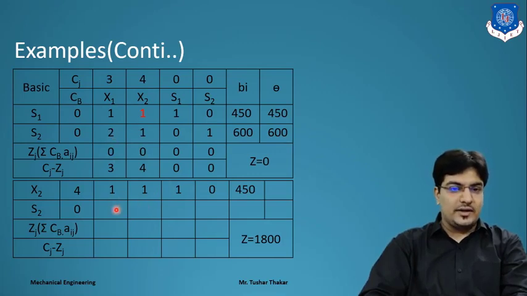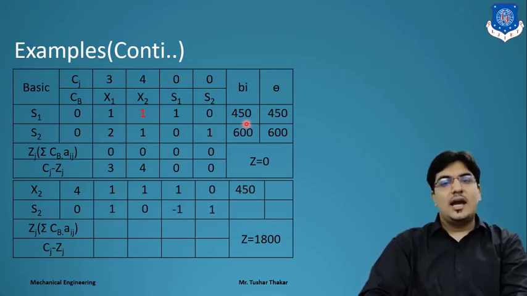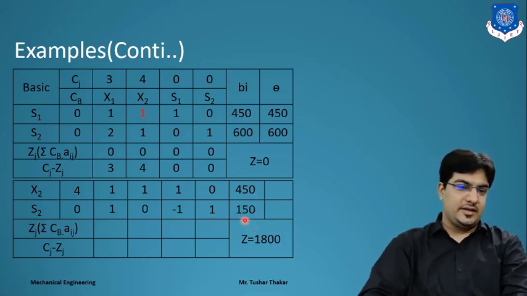1 minus 1 we get 0 over here. 2 minus 1 we get 1. 0 minus 1, that is minus 1, and 1 minus 0, that is 0 for the new row. So here 2 minus 1 is 1, 1 minus 1 is 0, 0 minus 1 is minus 1, and 1 minus 0 is 0. And here 600 minus 450 we get 150 as the value.